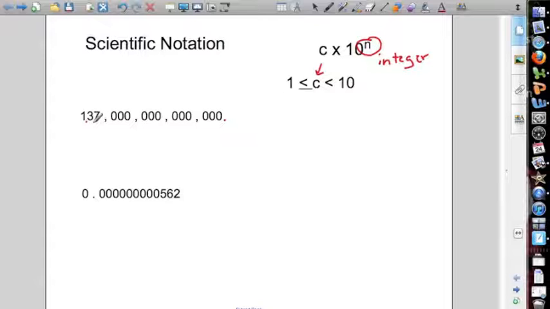If I move it here, it's 13.7. If I move it here, it's 137. And if I move it out front here, it'd be 0.137. None of those numbers are between 1 and 10, but the number 1.37 is. So I know my answer is going to look like 1.37 times 10 to the power. The power is going to be how far I moved it. So I've got to count the number of places that I moved it here.